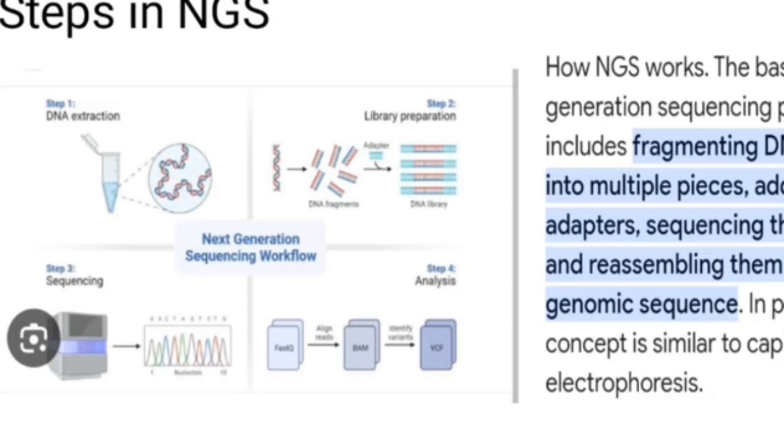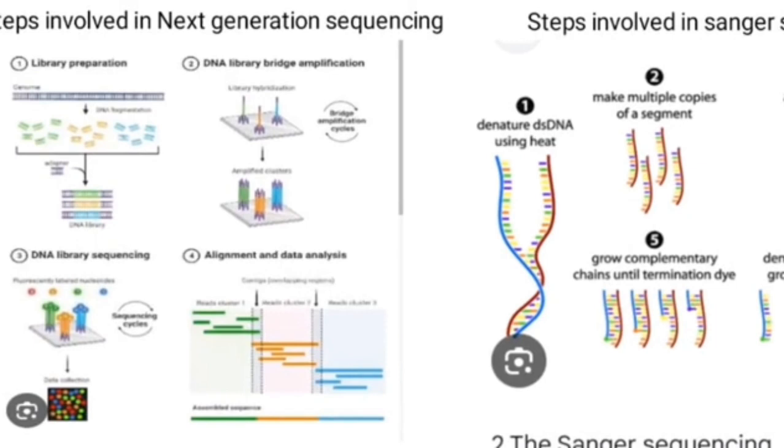All right. So look at it here. The basic next generation sequencing process includes fragmenting DNA or RNA into multiple pieces, adding adapters to form the library, sequencing the library, and reassembling them to form genomic sequence. You can also use this one to say it.